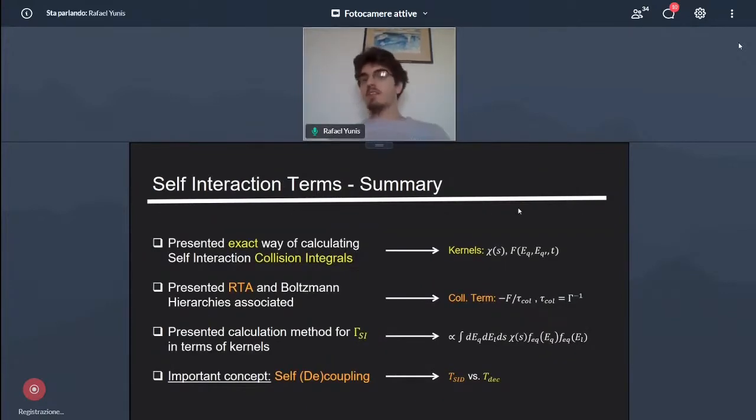Summarizing, we have presented an exact way of calculating self-interaction collision integrals. We presented the relaxation time approximation and the approximate Boltzmann hierarchies. We presented the calculation method for the interaction rate in terms of these exact kernels. And we presented the important concept of self-decoupling. I will remark that the self-decoupling temperature is different from the plasma decoupling temperature, or need not be the same.